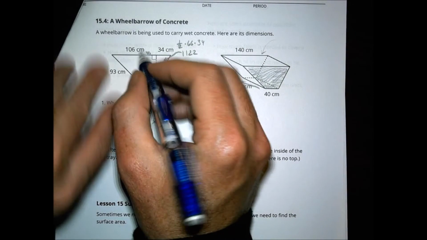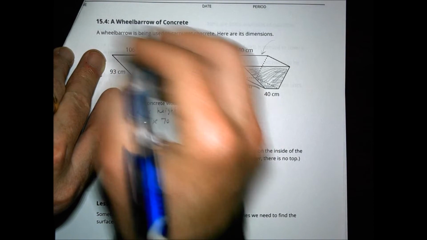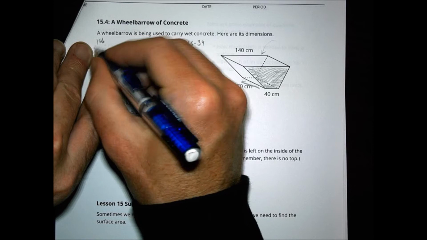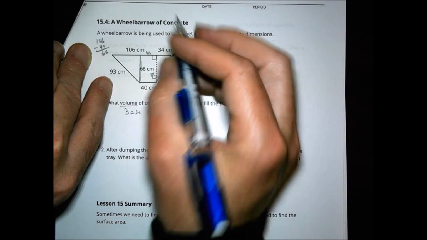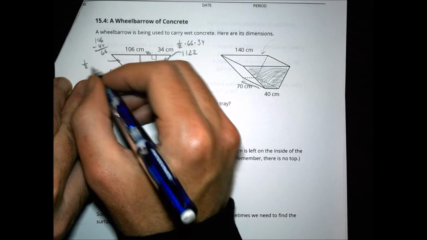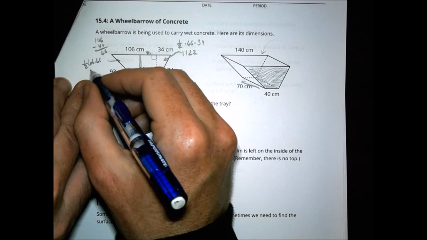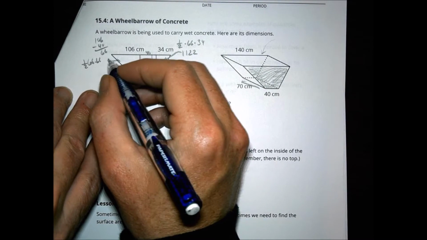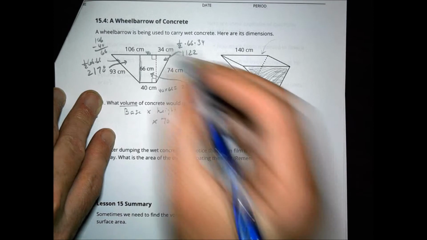And then over here, I have still a height of 66, and my base though is not 106, it's 106 minus 40, which is going to be 66. So in this triangle, I have 1/2 of 66 times 66. So that actually becomes 33 times 66, which is 2,178, and that's what goes right there.